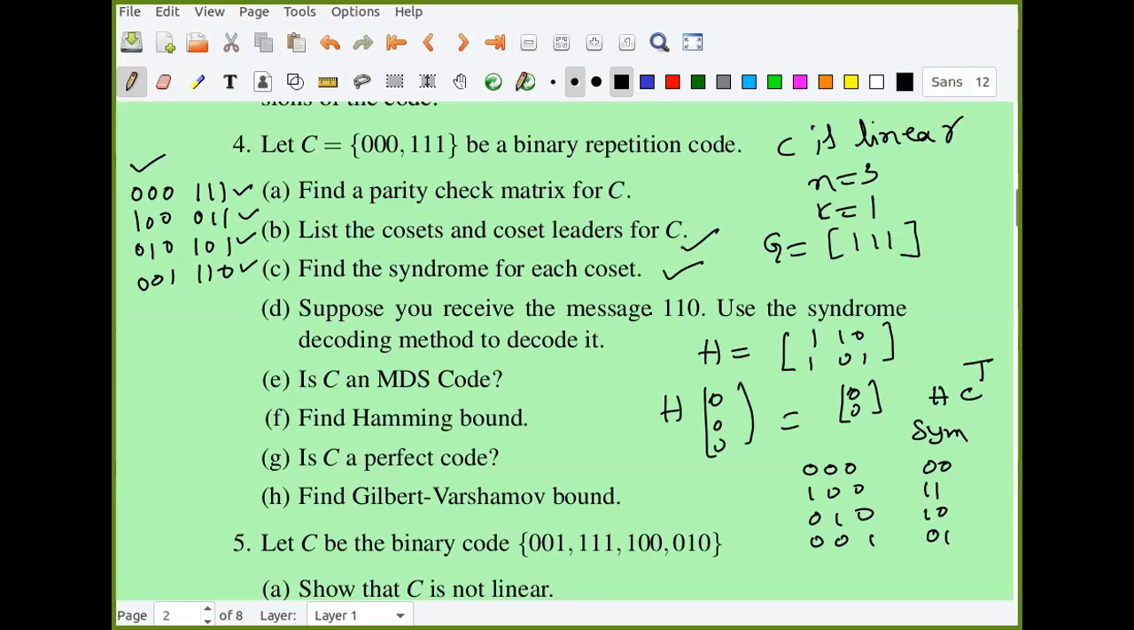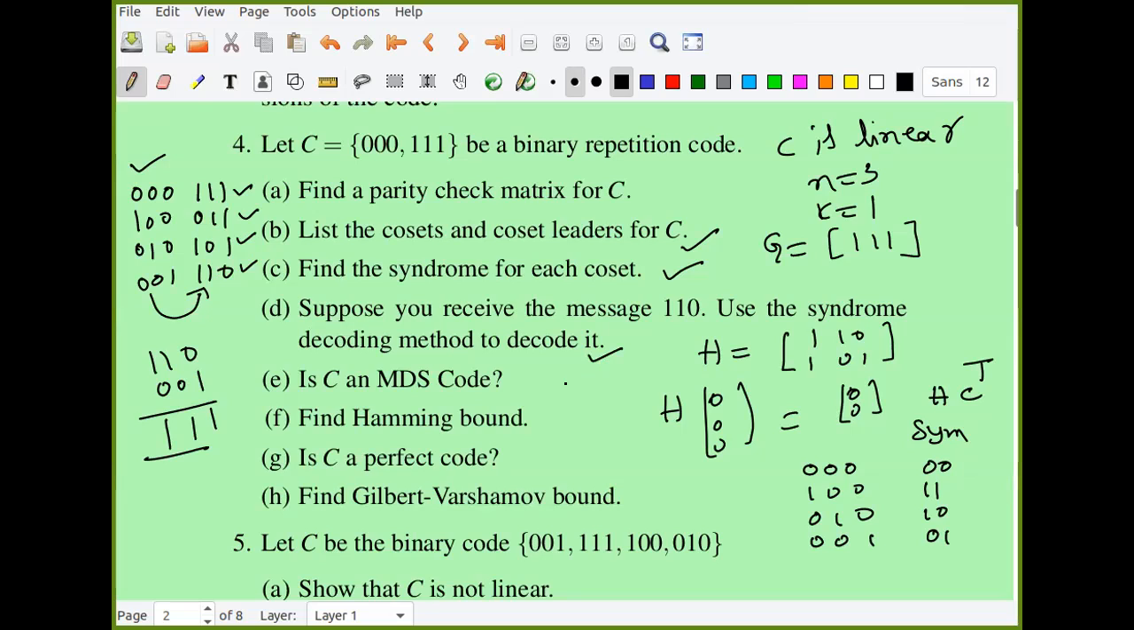Now suppose you receive a message 110. How do we decode it? 110 is in which row? In the last row. So what do I have to do? I have to add the coset leader to get my code word. Either add or subtract, both are the same. So I'll get 1 1 1. This is now decoded to 111.